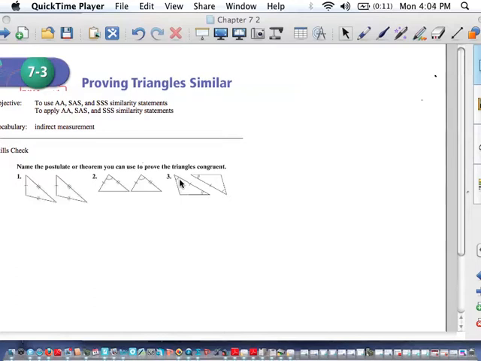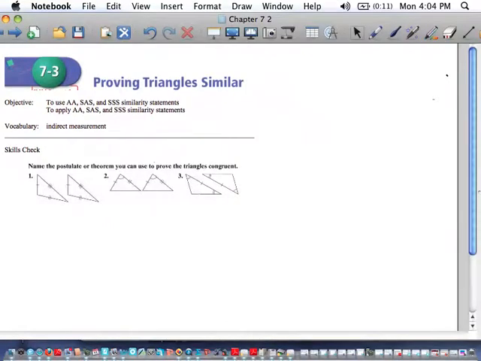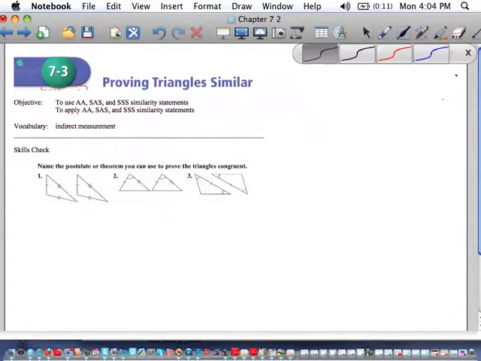Okay, let's take a look at the notes for section 7.3, proving triangles are similar. Let's first answer the questions. Name the postulate or theorem you can use to prove triangles are congruent. Recall this from a previous section.